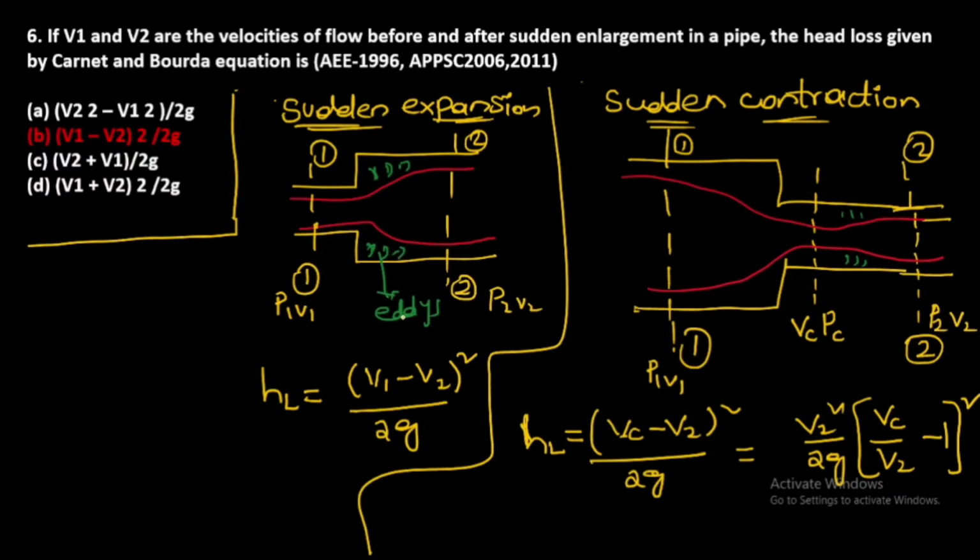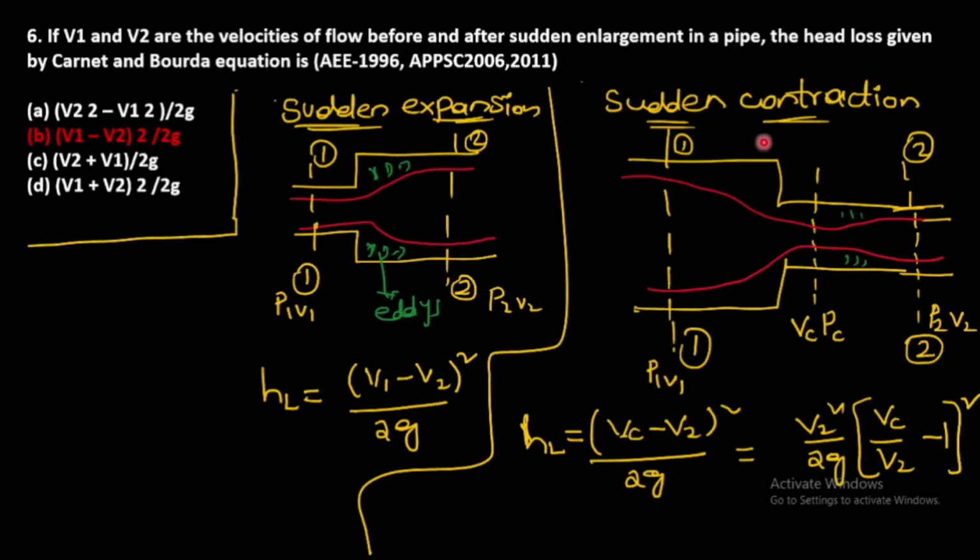There is an eddy formation here, because in the first section the pressure will be less and velocity will be more. In the second section, pressure will be more and velocity will be less. So when fluid flows from low pressure to high pressure, there will be formation of eddies. So the expression for the head loss is HL is equal to V1 minus V2 whole square by 2g.